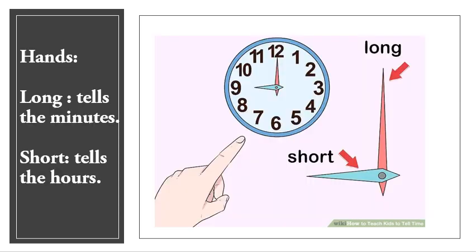Then, another important thing adalah the hands, tangan dia. So basically, we have two hands. Kita ada dua tangan. First, short hand, and another one is long hand. Long hand tells the minutes. Tangan yang panjang ini memberitahu tentang minit. Meanwhile, the short tells the hours. Yang pendek menunjukkan jam.